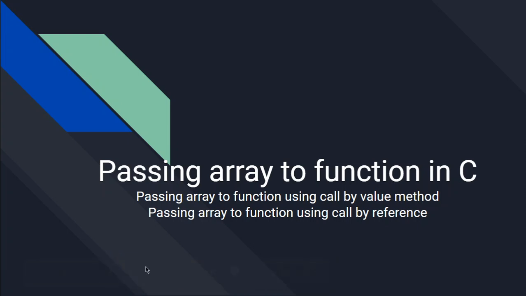Hello everyone, in this video we are going to see the concept of passing an array to a function in programming C. There are two ways of calling a function. We can call a function either by value or by reference. We have seen in the previous classes what is meant by call by value and call by reference.